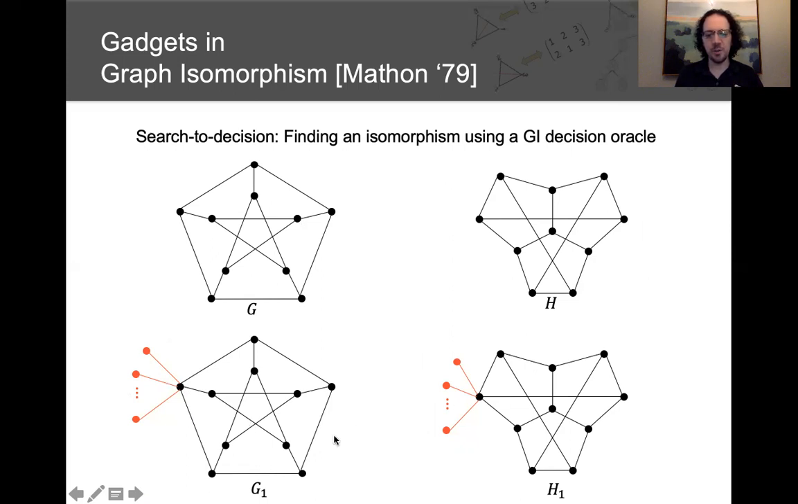And the point being, once I do that, an isomorphism from G1 to H1, if there is one, which the decision oracle can tell me, must send this vertex, which had the gadget added, to this vertex, which had the gadget added. So if the decision oracle says yes, there is such an isomorphism, you know there's an isomorphism that sends this one to this one. And then you can proceed and say, okay, now where does this one go? And I'm now going to add a bigger gadget with, say, n plus 2 vertices, and so on.